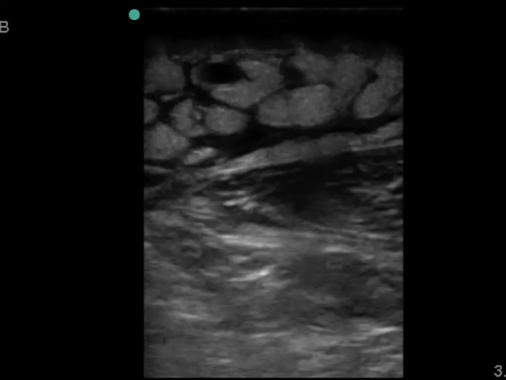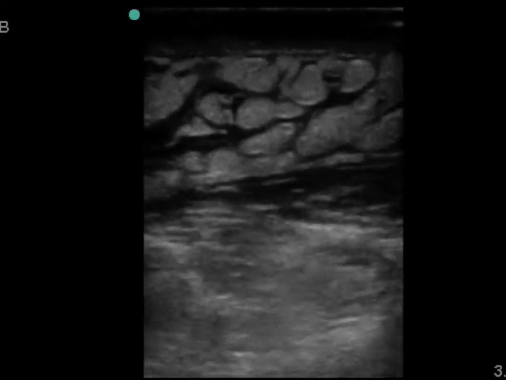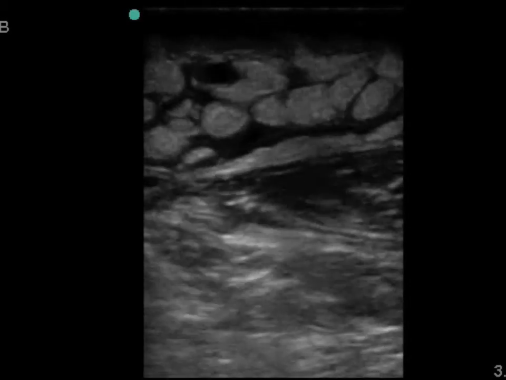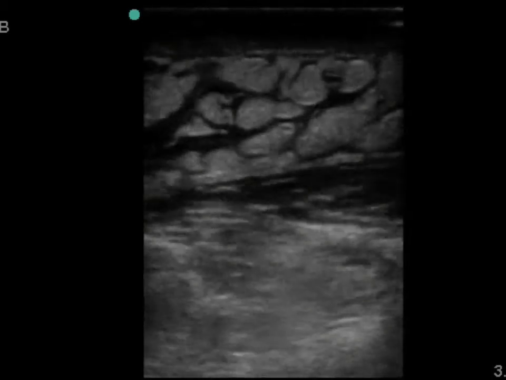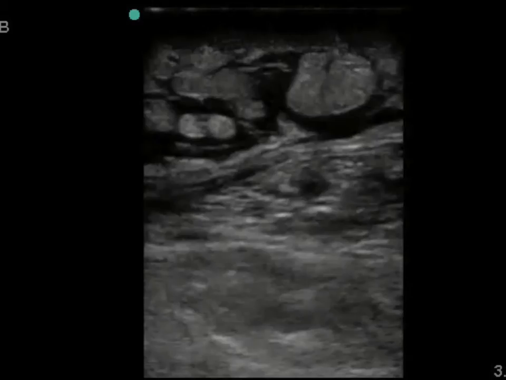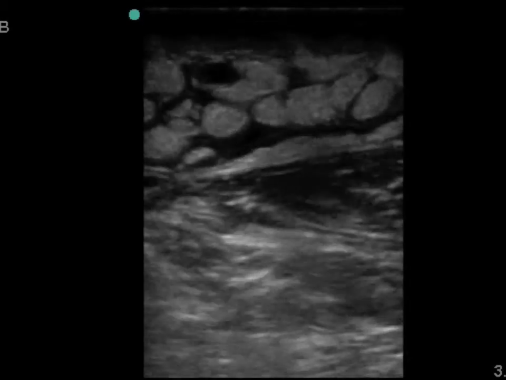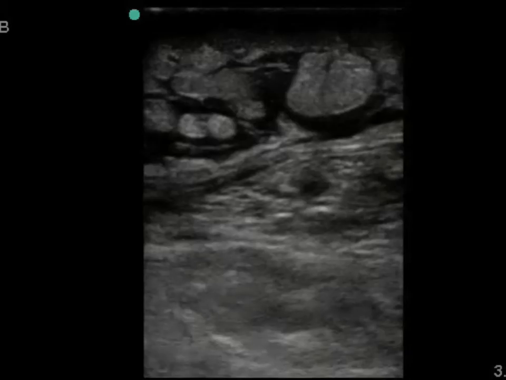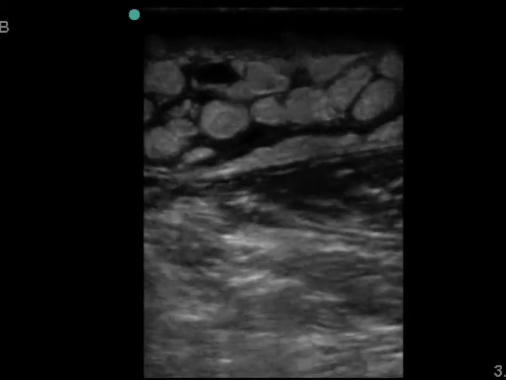This is another great example of fluid in the subcutaneous tissues. You can see black or anechoic fluid surrounding adipose tissue. You might even be able to see a blood vessel that bifurcates. Does the fluid extend beyond the fascia to the deeper layers?